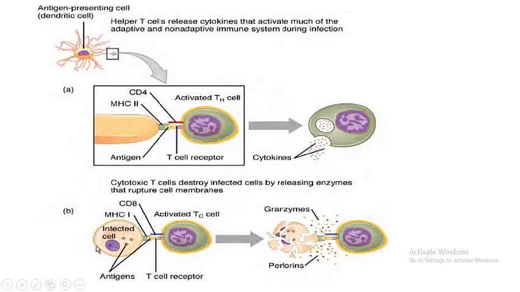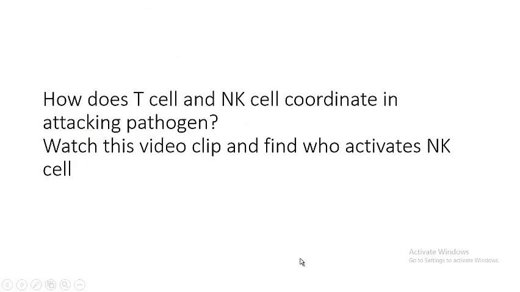The T cells will then recognize the MHC1 of the cell that is being attacked by the pathogen. So these T cells, the CD8 cells, will activate when they combine with the infected cells, and they destroy the cells along with the pathogen. T cells destroy them by releasing granzymes and perforins. Alright, now let's look at how the NK cells coordinate their attack along with the T cells.